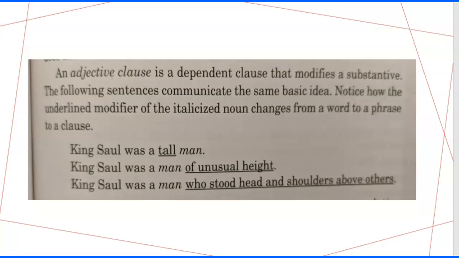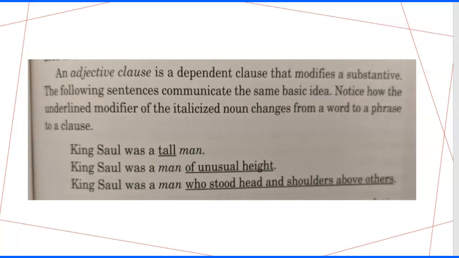All right. An adjective clause is dependent. We've talked about that already. In the sentences that we have here for examples, we are going to give you 3 examples of adjectives. So King Saul was a tall man. What kind of man was he? He was tall. King Saul was a man of unusual height. Well, what kind of man was he? A man of unusual height. And that is a prepositional phrase.